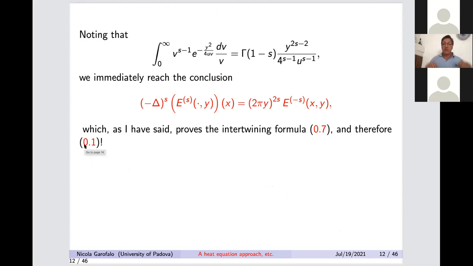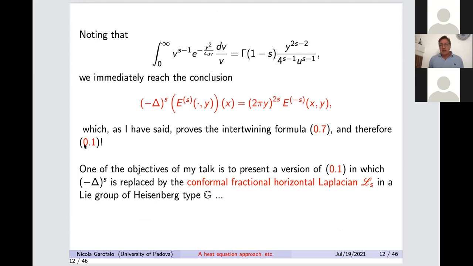And I hope to show you how important this formula is by what I'm about to say. One of the objectives of my talk is to present a version of this formula 01 in which minus Laplacian to the S is replaced by the conformal fractional horizontal Laplacian L lower S. The geometric ambient will be that of a Lie group of Heisenberg type G.